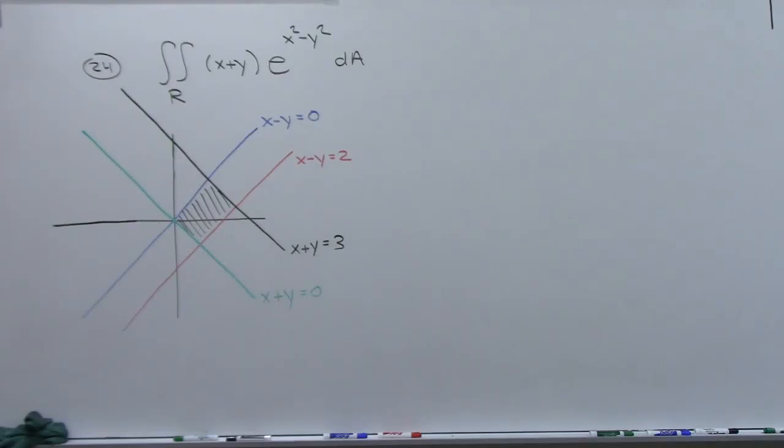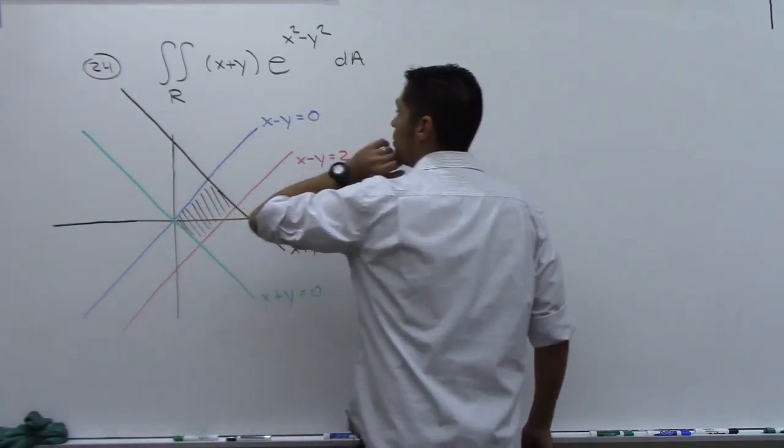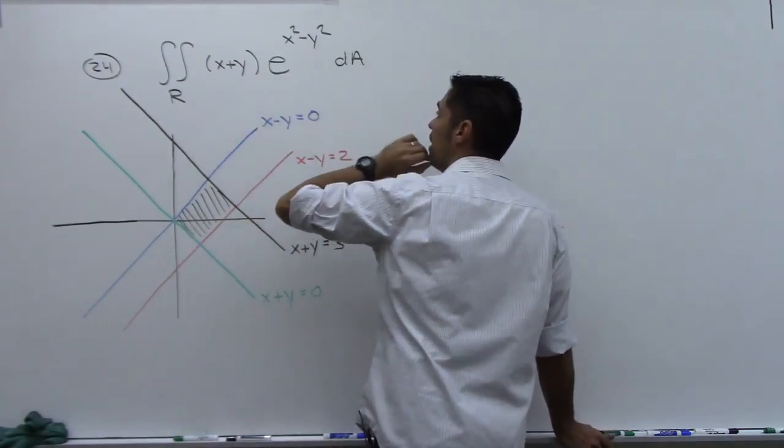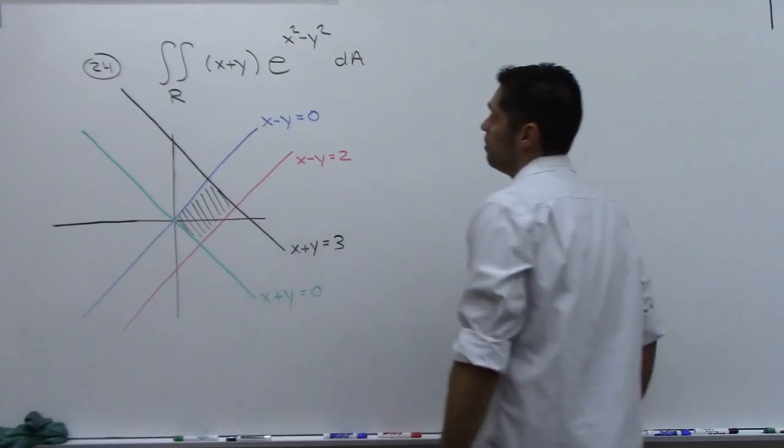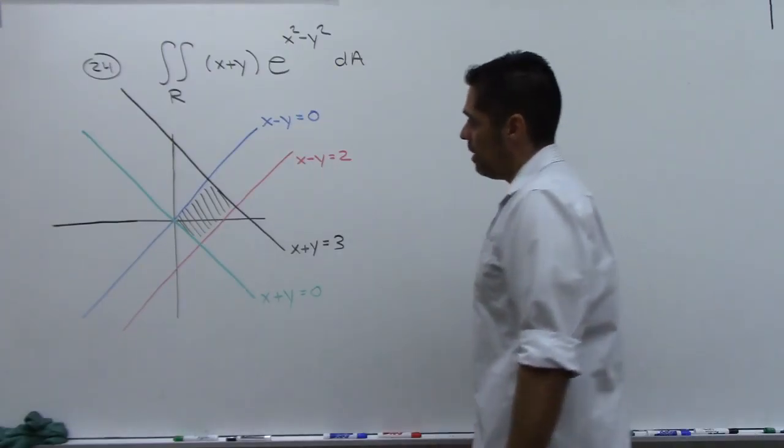Okay, I'm looking at number 24. I've got a double integral over the region R of the quantity x plus y, times e to the x squared minus y squared. Here's the region. So they give you 4 lines.